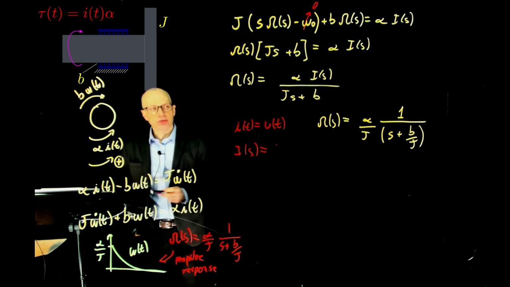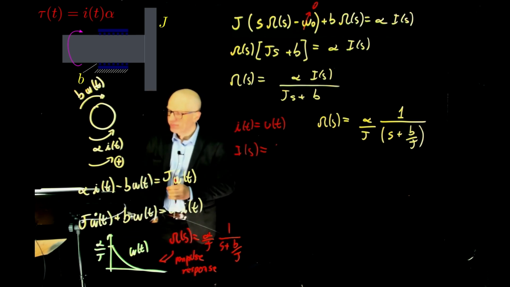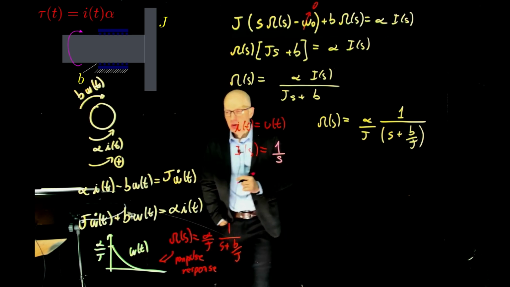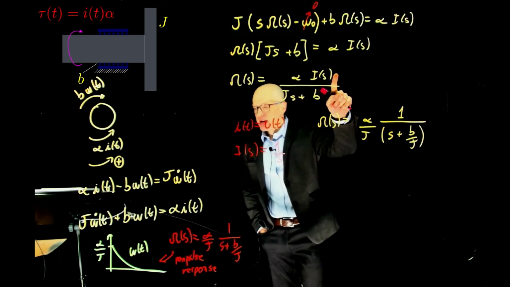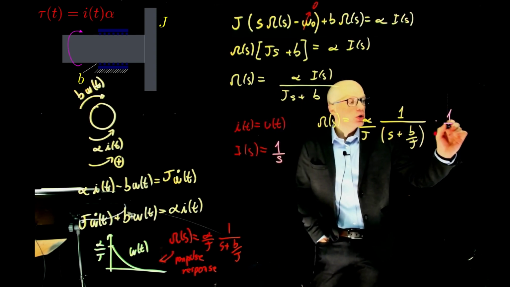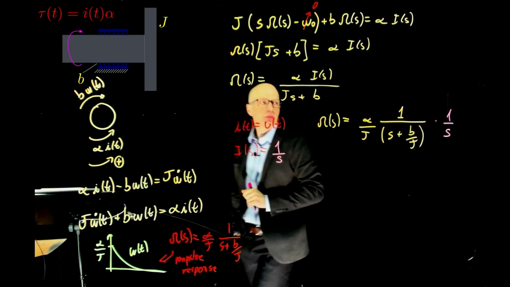What is the Laplace transform of a step function? 1 over s. Very good. So now when you replace I of s here, first we did 1. Now we are multiplying this by 1 over s. Right? That's I of s, 1 over s. And before it was 1.